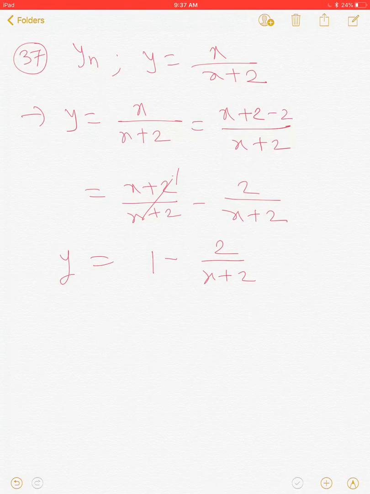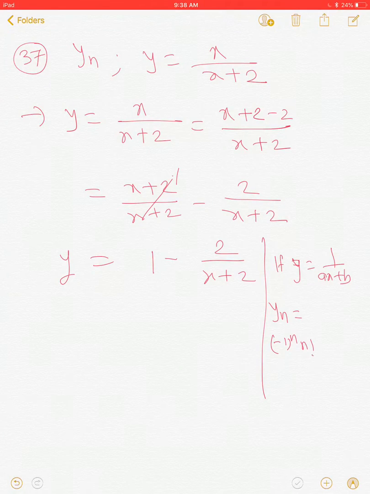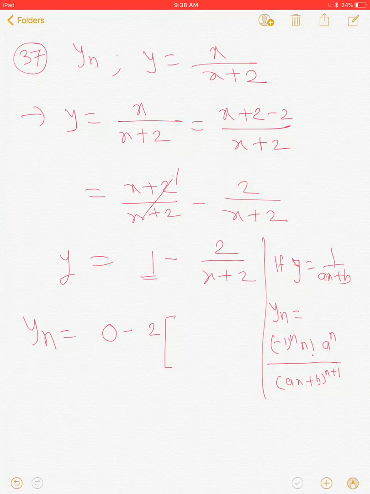We know that if y is equal to 1 upon ax plus b, then its nth derivative yn is minus 1 raised to the n, n factorial into a raised to the n upon ax plus b raised to the n plus 1. So this is the nth derivative of the function 1 upon ax plus b. The nth derivative of this function becomes, as 1 is constant, its nth derivative becomes 0. So this is 0, minus 2 is a constant, we can take it as common.